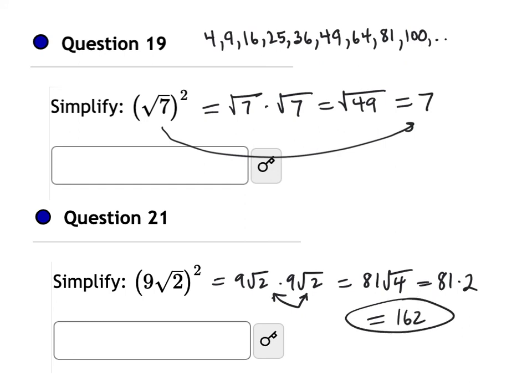I will point out that this is not necessary. You can go right here and just say, I'm going to square the 9, that's 81. I'm going to square the root 2, that's root 4. And then realize that that is 81 times 2, which is 162.